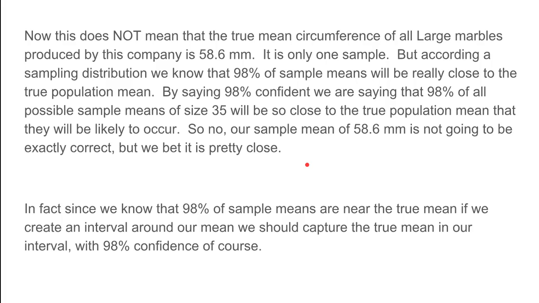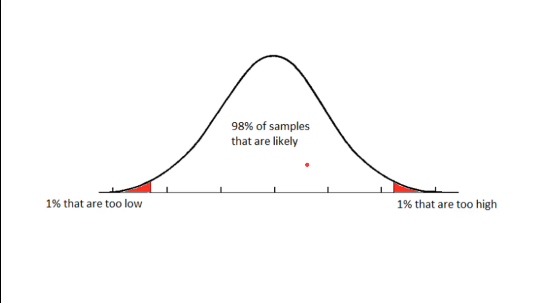So in fact, since we know that 98% of sample means are near the true mean, if we create an interval around our sample mean, then we're pretty confident that we're going to capture the truth inside of our interval. And again, here's that idea, right? This model shows all possible sample means. We don't know what the truth is right here in the middle. We have no idea. Our sample might end up being a little bit higher, but if we wrap an interval around our sample, we should capture that truth.